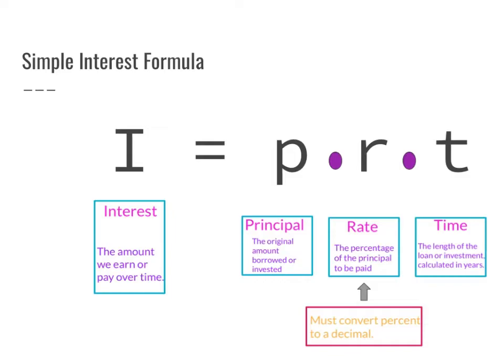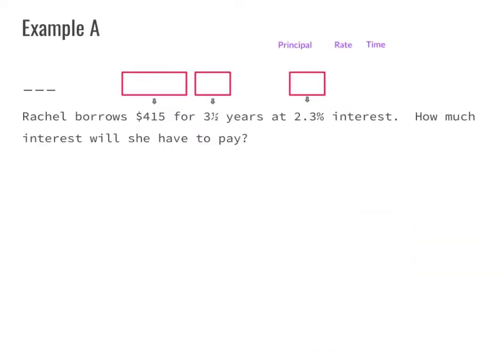So now that we have all of the pieces of our formula, let's see how they're applied in example A. Here we are at example A, and it says Rachel borrows $415 for 3.5 years at 2.3% interest. How much interest will she have to pay? So we're going to figure out what parts of our formula we have, what parts of our formula we don't, and then we can figure out what we need to do. Rachel borrows $415. Since that's the original amount that she borrowed, that's going to be our principal. She borrowed it for 3.5 years. I see the word years, so that signals to me that that one is our time.